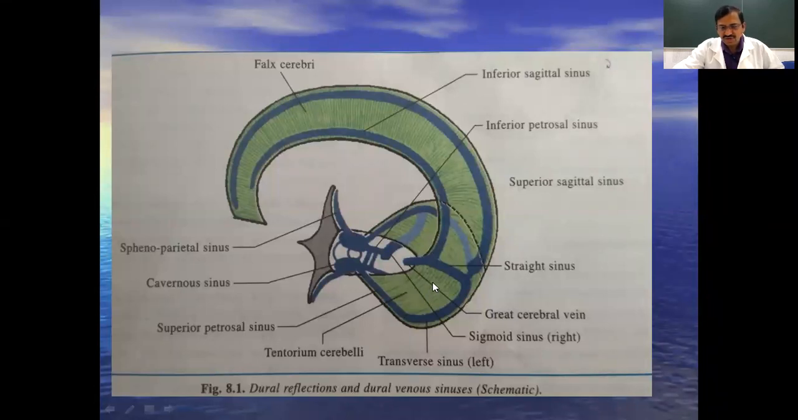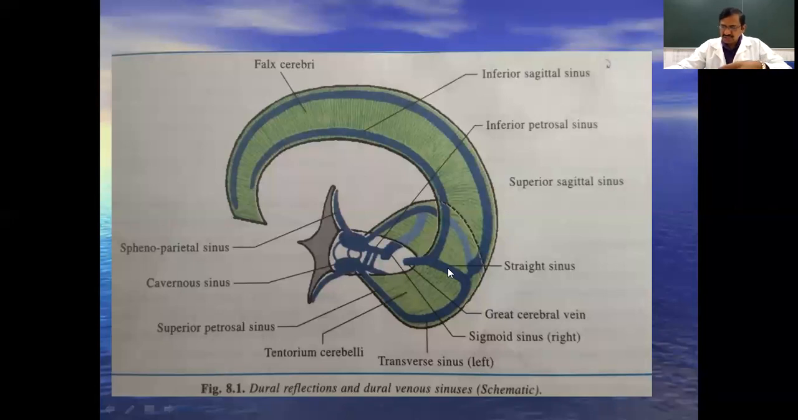It covers the cerebellum, that is why it is called cerebelli. Why is it called cerebri, falx cerebri? It is in between the two lobes of the cerebrum. That is why it is called falx cerebri. Next, another fold is a small fold.